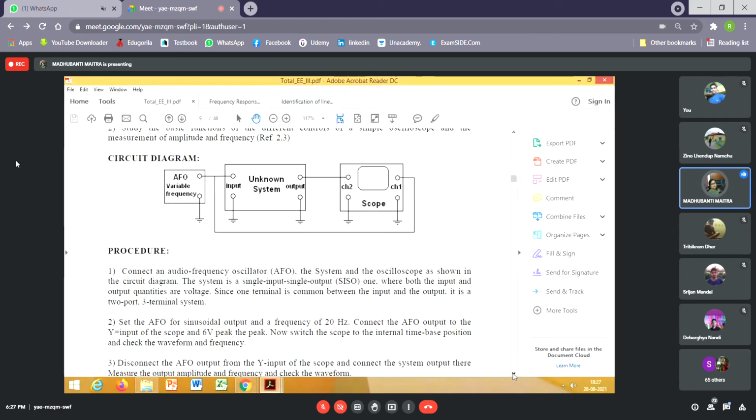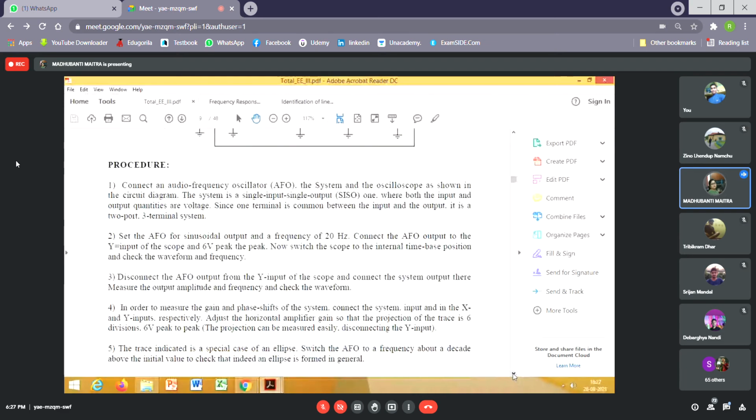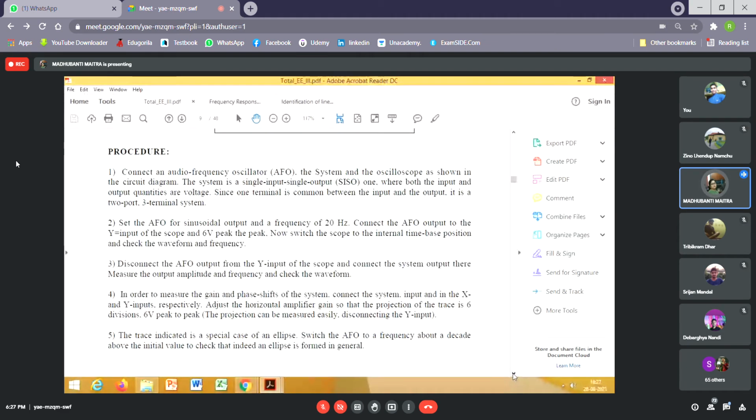Now, I'm not going into the procedure because while we'll be discussing the experiment, we'll learn the procedures. But one thing that we must note, as I said, for this particular experiment, the input sinusoid should have a constant amplitude. And in this particular experiment, we'll fix the amplitude of the input sinusoid to 6 volt, and this amplitude is peak to peak amplitude.